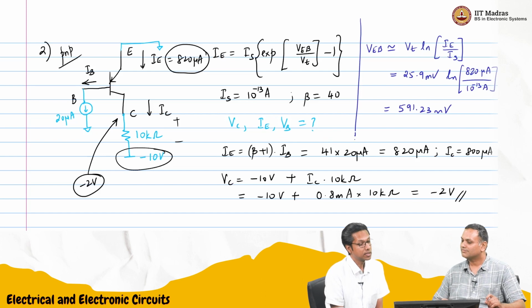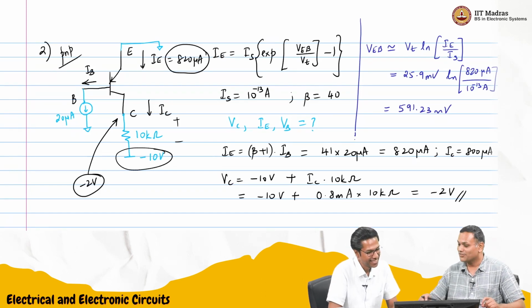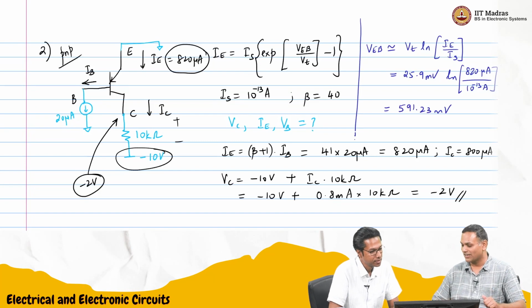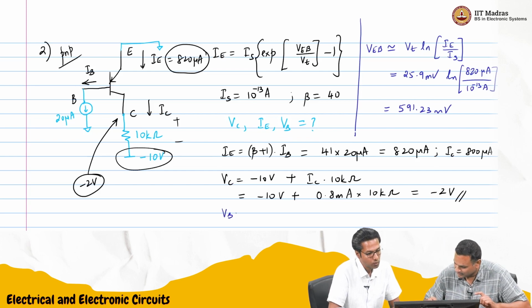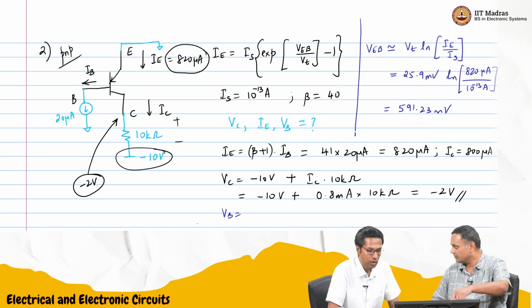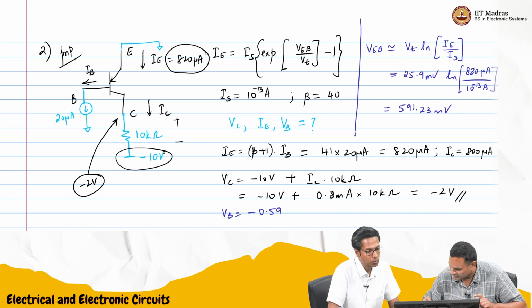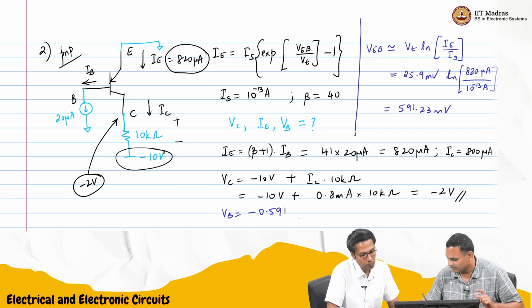So is this in forward active? We need to check that, no? Because we have used this, we need to check whether it is in forward active. So VEB is this, which means VB. Actually, we have not solved for VB yet. Emitter is at ground. Correct. So VB is at minus 0.591. Yeah, minus 0.591 volts.